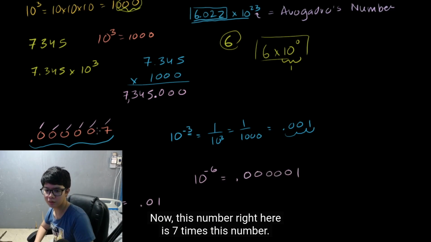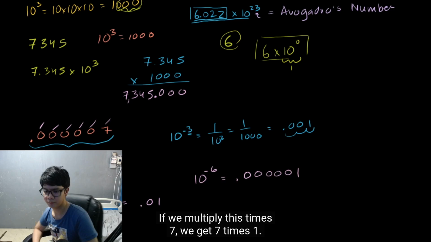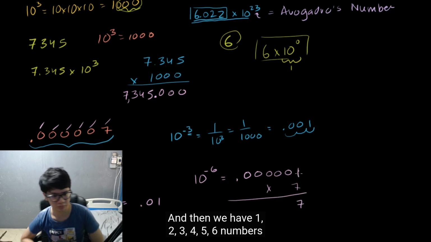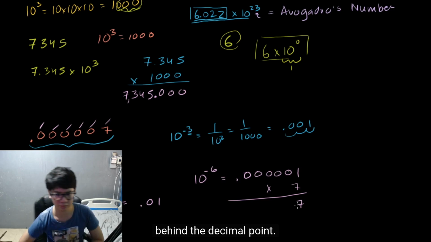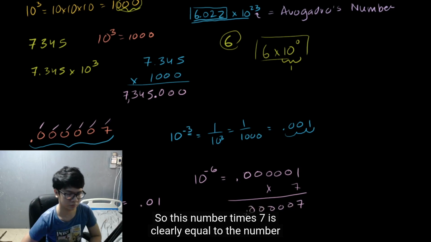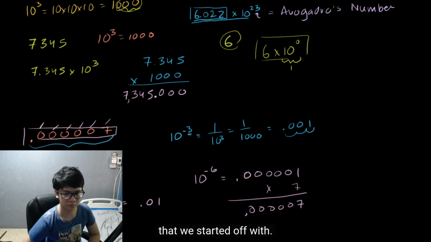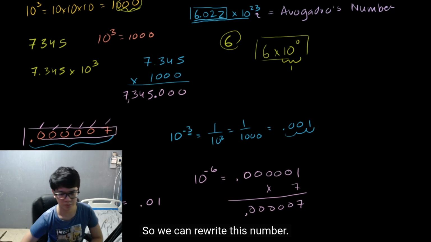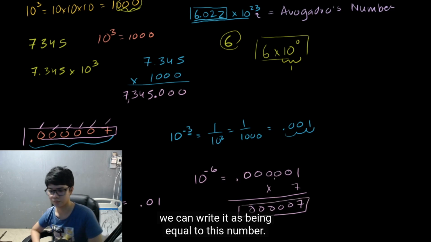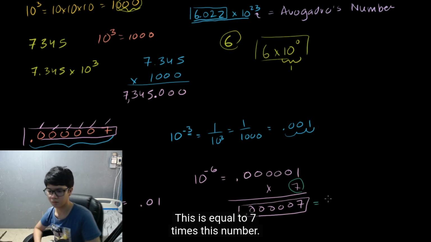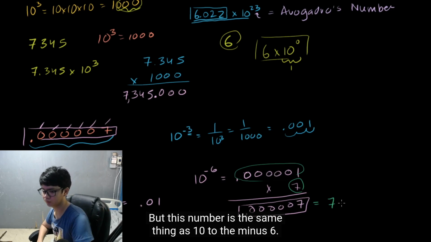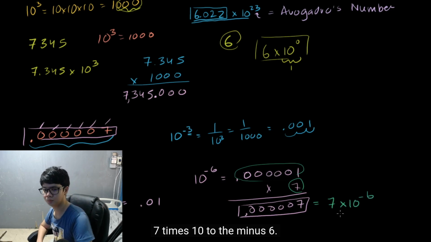Now this number right here is 7 times this number, right? If we multiply this times 7, we get 7 times 1, and then we have 1, 2, 3, 4, 5, 6 numbers behind the decimal point. So this number times 7 is clearly equal to the number that we started off with. So we can rewrite this number. Instead of writing this number every time, we can write it as 7 times this number, and this number is the same thing as 10 to the minus 6. 7 times 10 to the minus 6.